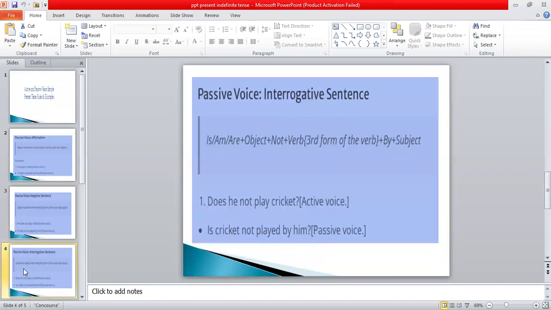If you want to change an interrogative sentence of present indefinite tense into passive voice, the structure formula is that the helping verb will come in the beginning of the sentence, then the object of the active sentence will come, not will be there, the third form of the verb will be there, and then the subject of the active sentence will come at the end of the sentence. Does he not play cricket? Is cricket not played by him? He will be changed into him because he was the subject pronoun and him is the object pronoun of he.